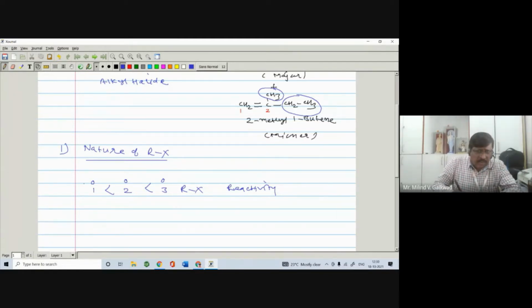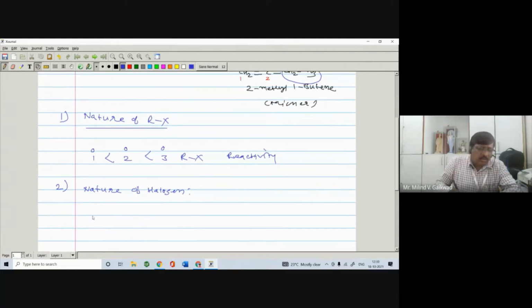Second, there is a removal of halogen, so the nature of the halogen also affects the reactivity of this reaction. So here, if there is iodine, then bromine, then chlorine. If iodine is there, it is more reactive than bromine, then chlorine. So iodine is a good leaving group.